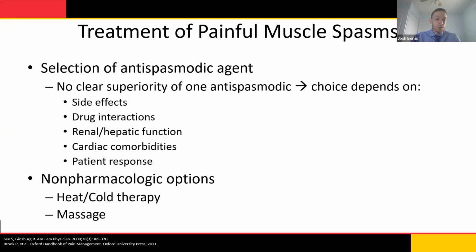And then we should always be thinking about our non-pharmacologic options. Heat or cold therapy for painful muscle spasms is really recommended and can be extremely helpful, as well as massage therapy. So even though there aren't things that we specifically can do, it's still good to recommend these for our patients.